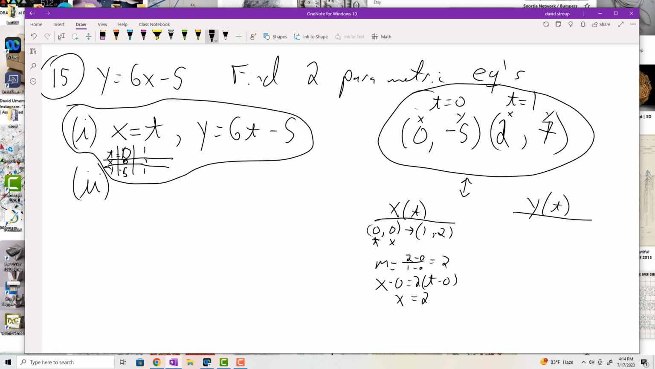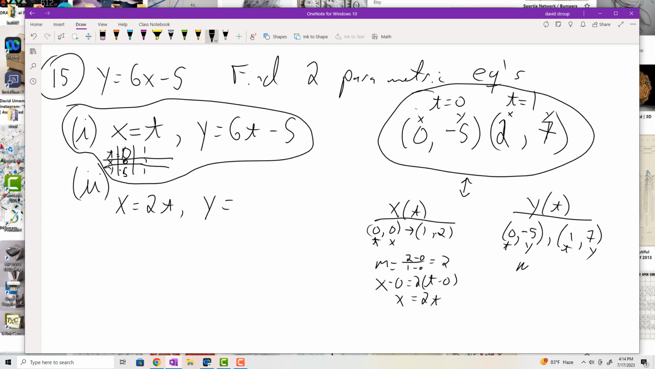So x is equal to 2t. Right? So here, x is equal to 2t. Then I need my y function. In this case, I need the first y coordinate to be -5. So when t is 0, I need y to be -5. And then when t is equal to 1, I want y to be 7.